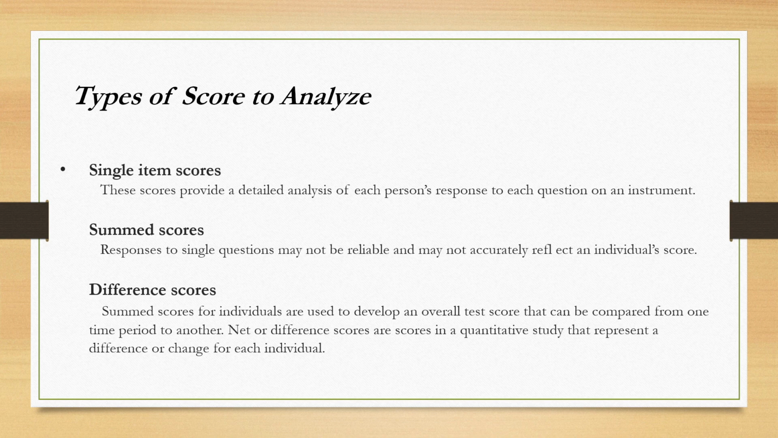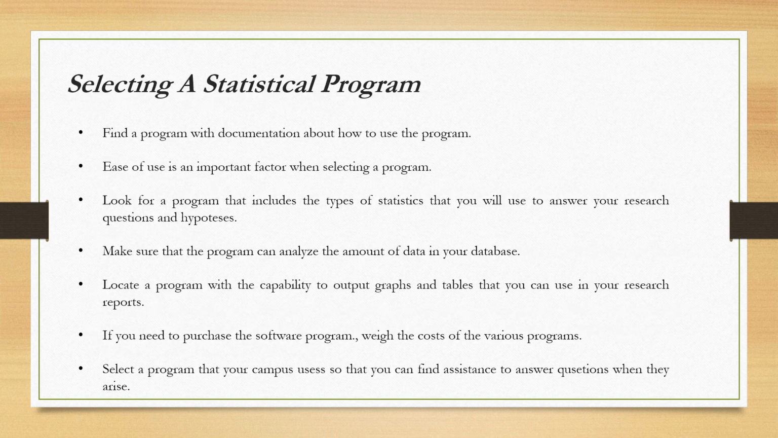Some scores for individual are used to develop an overall test score that can be compared from one time period to another. Net or difference scores are scores in a quantitative study that represent a difference or change for each individual. Next is selecting a statistical program.